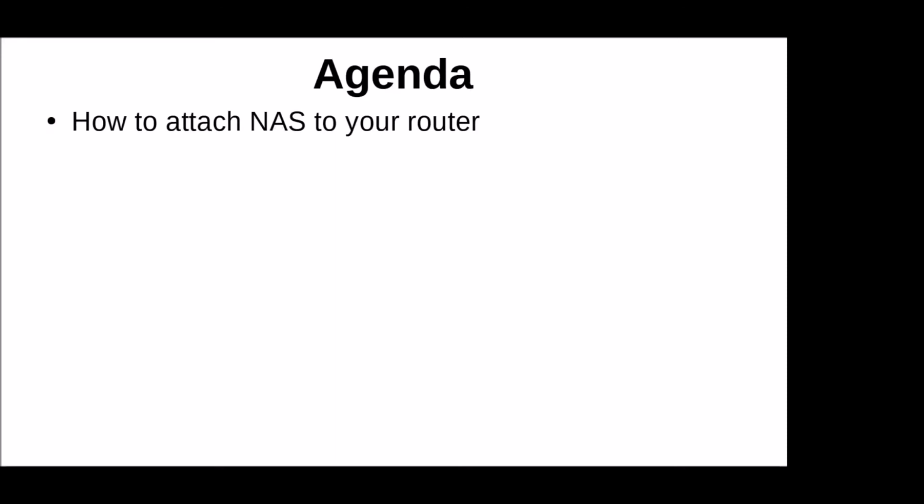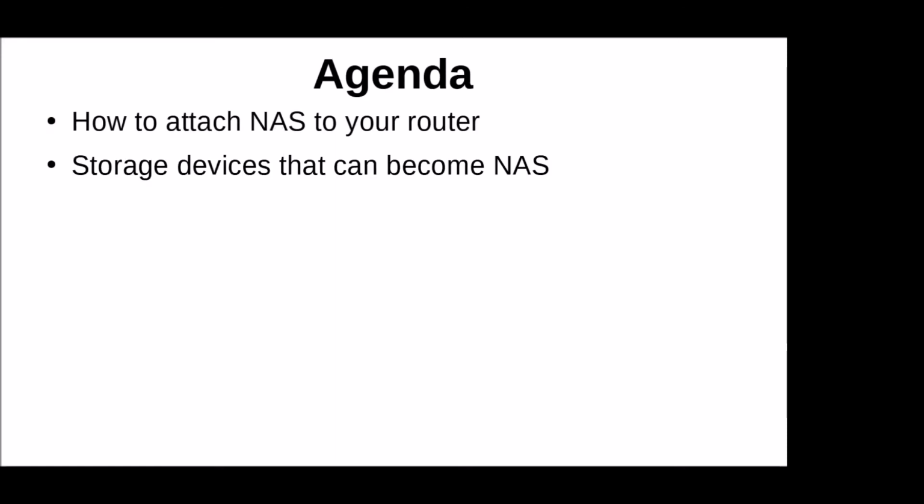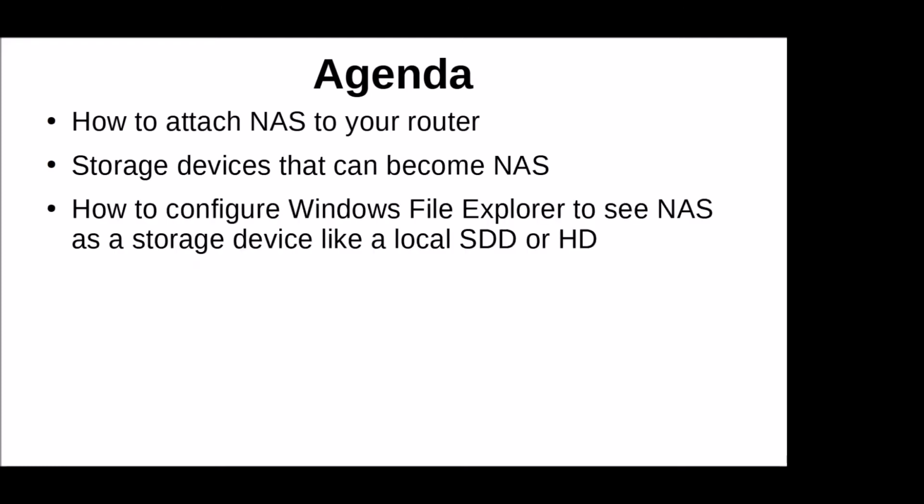So we're going to talk about several things: how to attach NAS to your router, what your router needs to have on it in order to make it useful for this purpose, storage devices that can become NAS. Well, we've just outlined them in a nutshell. How to configure Windows. Now, this is where I think this presentation really delivers value for you. How to configure Windows File Explorer to see NAS and access it, like you access a local solid state drive or hard drive or flash drive.